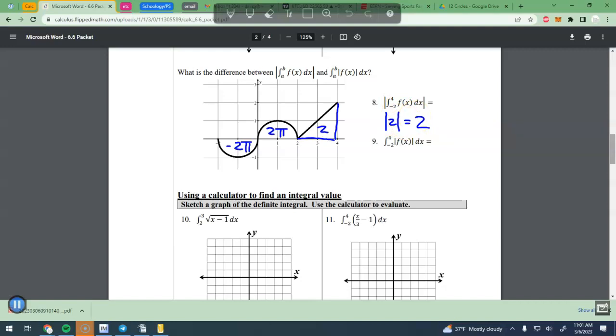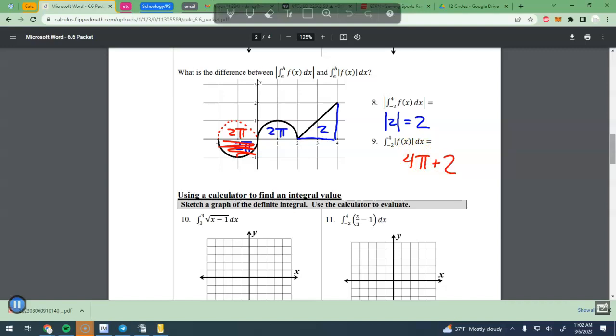But number 9 is saying, find the integral of the absolute value of the function. So if you have an absolute value function, you cannot have negative y values. Anything that's below the axis just flips up, and now it'll be above the axis. So now that area would be 2 pi. These two are already above the axis, so they can just stay as they are. And then 2 pi plus 2 pi plus 2 would be like 4 pi.